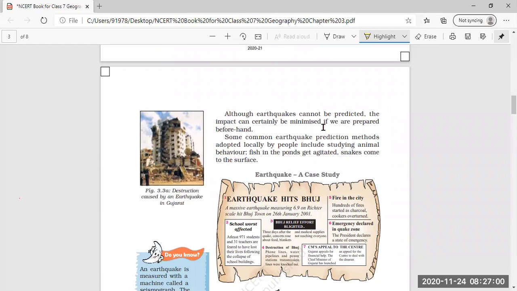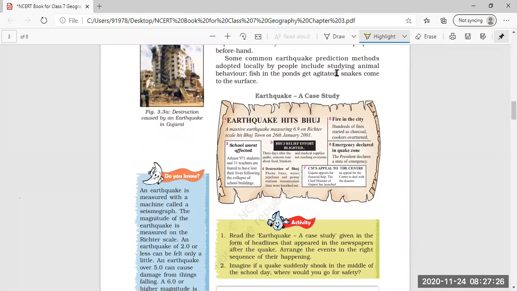Although earthquakes cannot be predicted, the impact can certainly be minimized if we are prepared beforehand. So if we are well prepared to face this disaster, then we can certainly manage how to cope with it. But we cannot predict it.